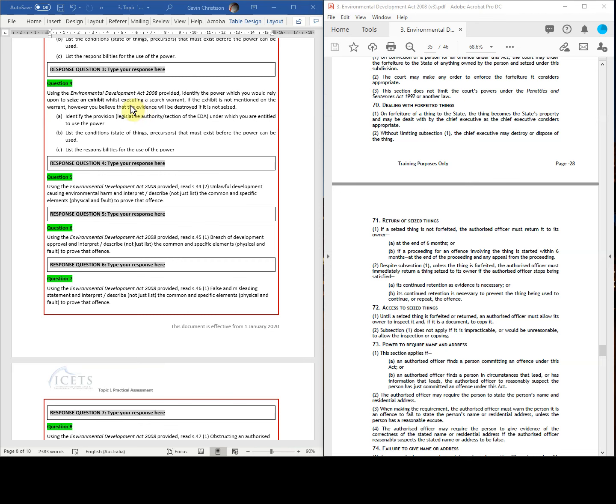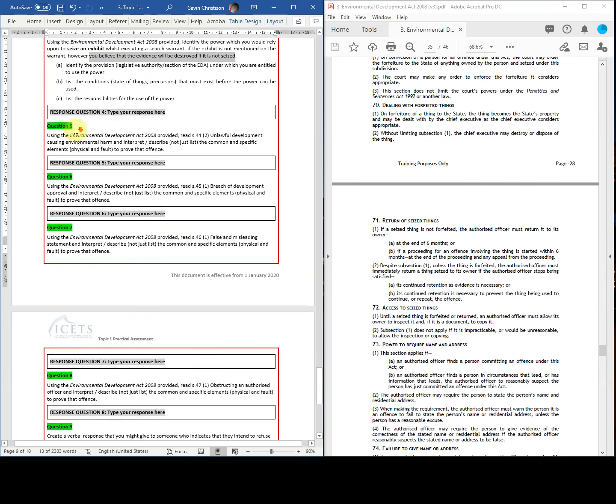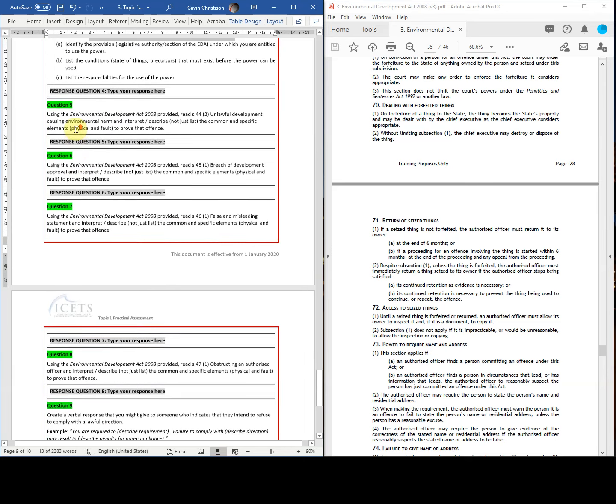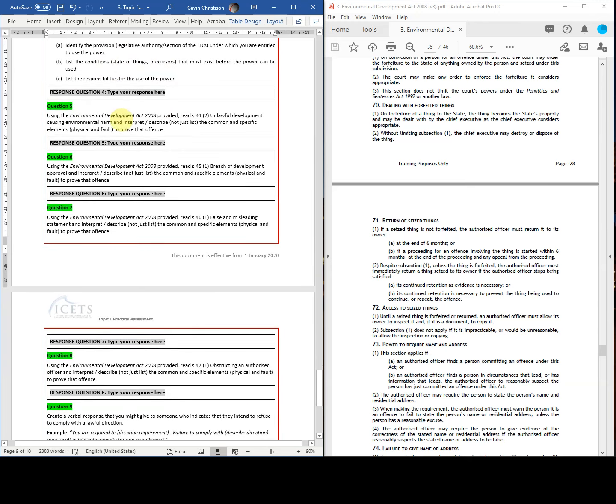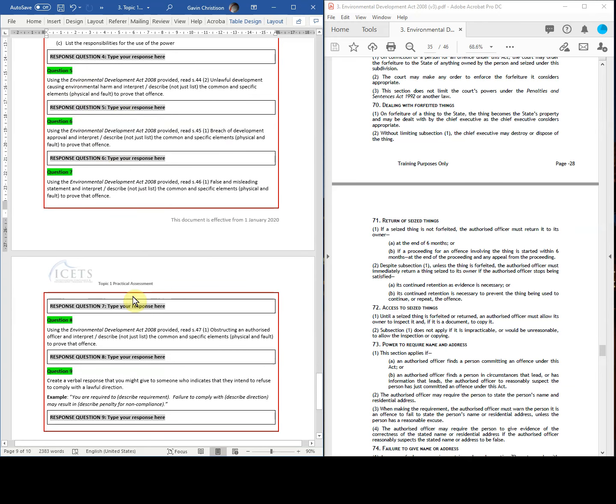Read that section and relate the particular conditions or circumstances: executing a search warrant, exhibits not mentioned on the warrant, however you believe the evidence will be destroyed if it's not seized. Very particular in that section, so look for the particular conditions of responsibility relating to those circumstances. So that's it for the conditions and responsibilities of powers. We're now going to move on to question 5 through to question 8, being the elements of the offences.